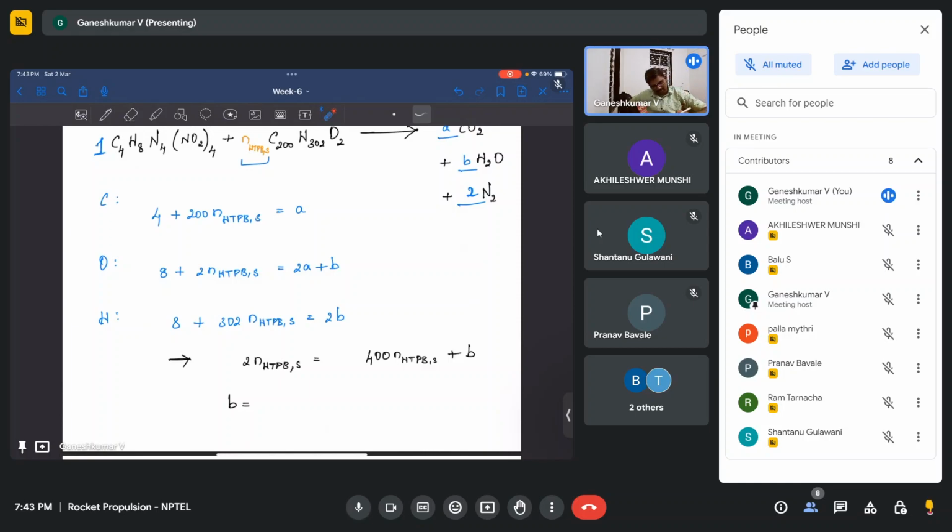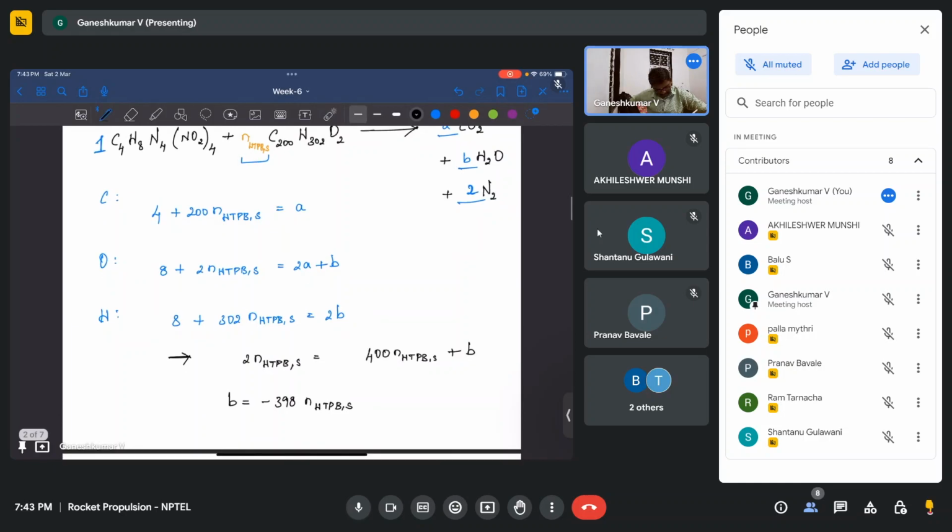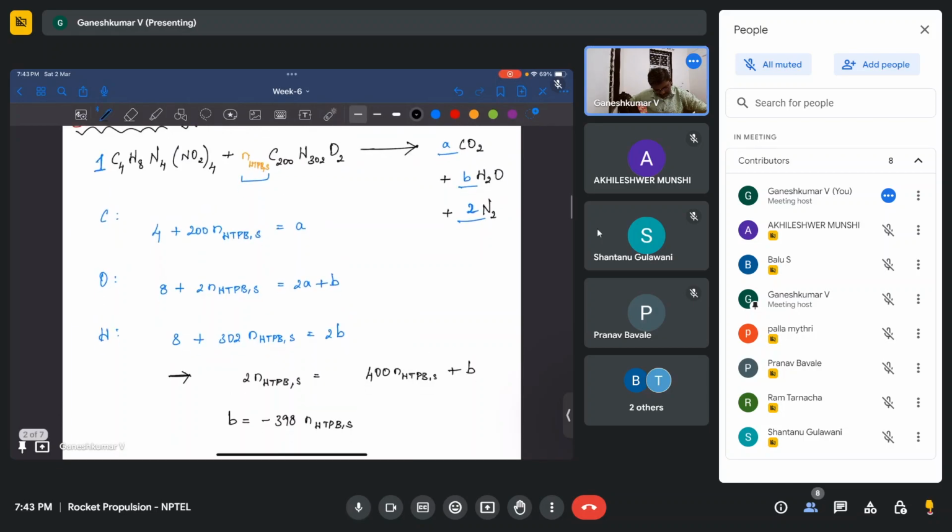See, actually, this equation gives something like minus 398 of n times HTPB. Yes, which means something is actually wrong in the reaction. Can you oxidize this properly?